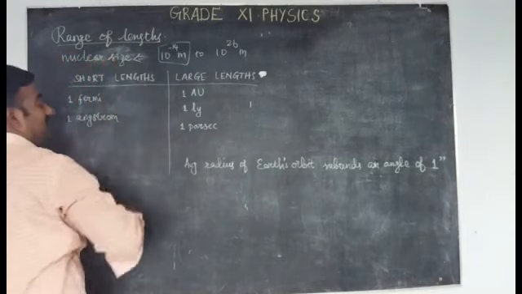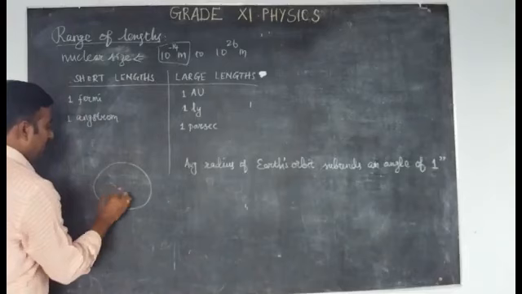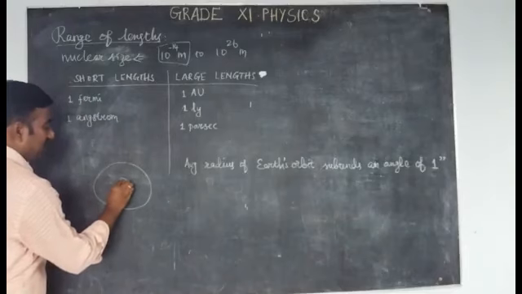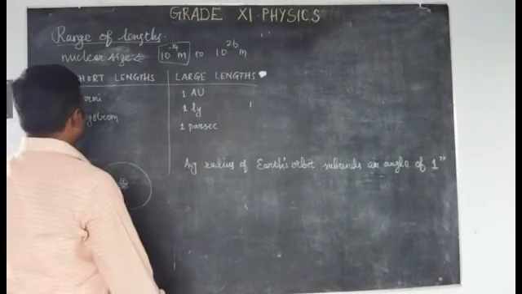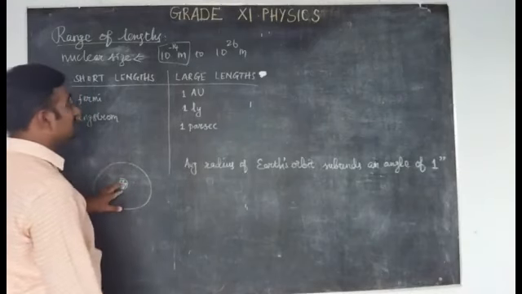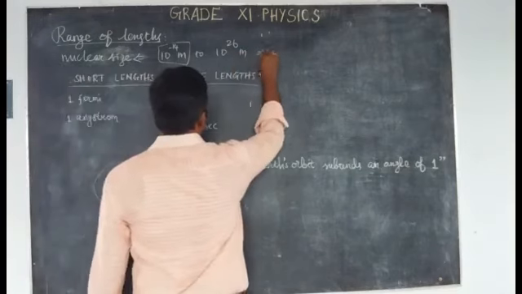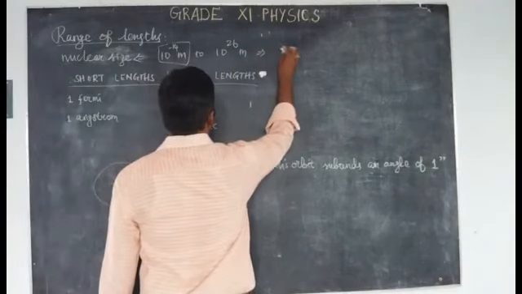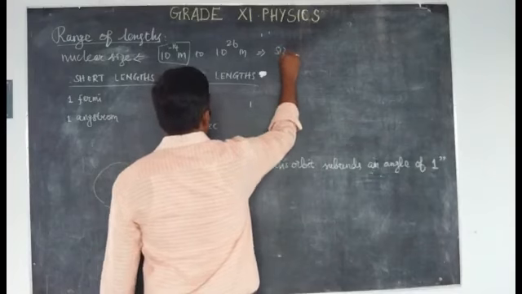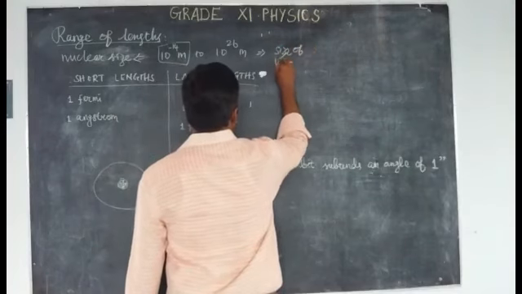This belongs to the nuclear size. We know in an atom, the nucleus is at the center, which is made up of tiny particles like protons and neutrons. So the nuclear size is some fermimeter. Similarly, 10 to the power 26 meter is the size of the universe.